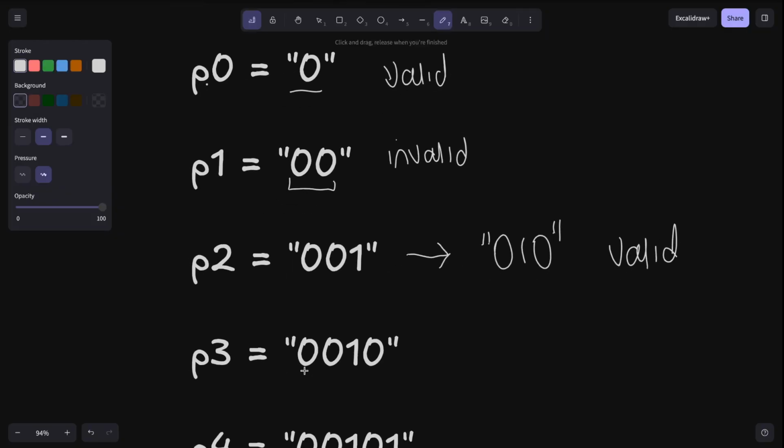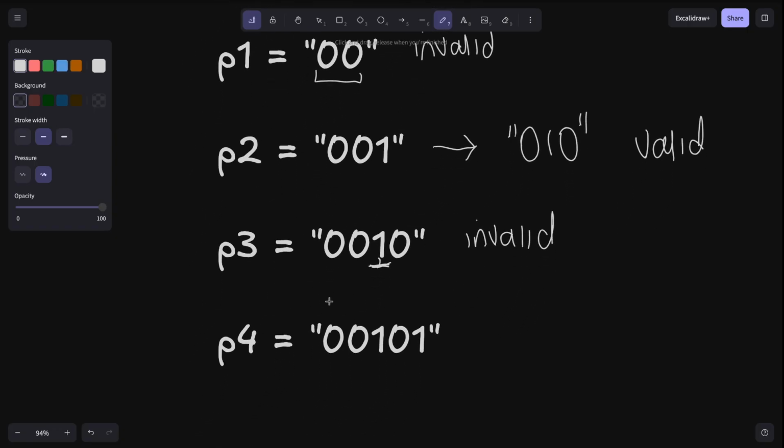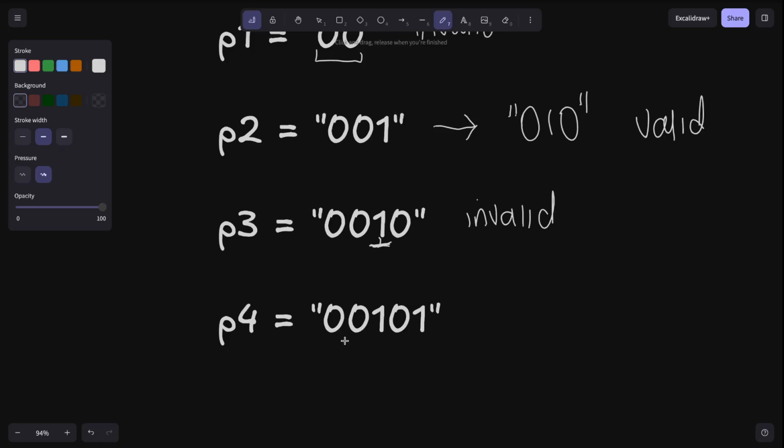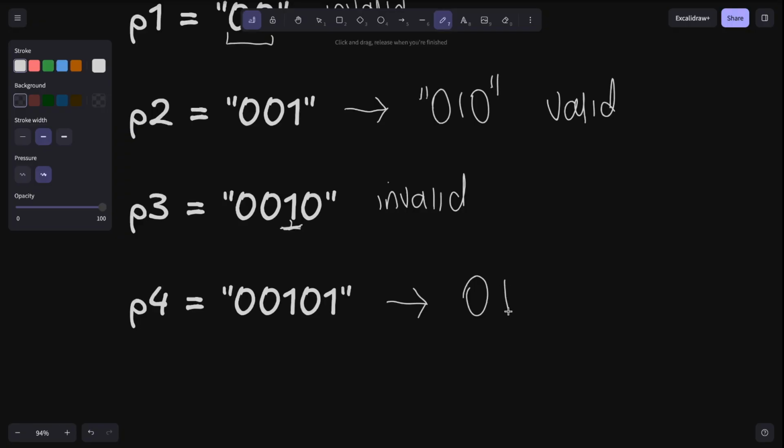Next, P3. P3 is invalid, and you can deduce that by looking at the fact that there's no way you can move this 1 such that no two zeros are next to each other. So this is invalid. And you can test that yourself. And for P4, P4 is valid because what we can do is rearrange the ones so that the zeros are not touching each other anymore. So we'll get the following: 0, 1, 0, 1, 0, which is valid.